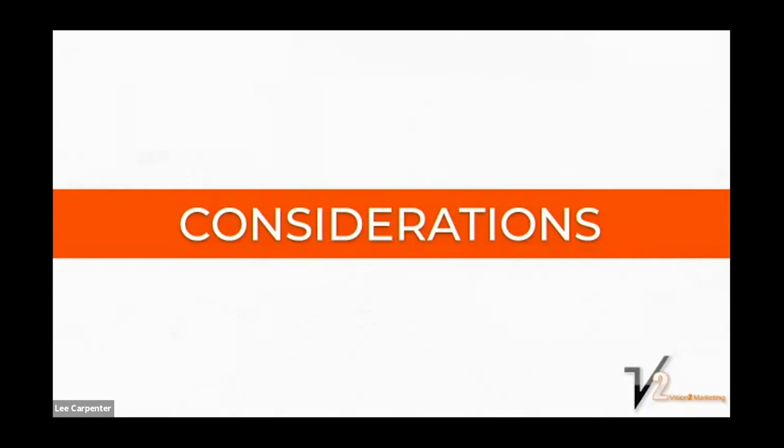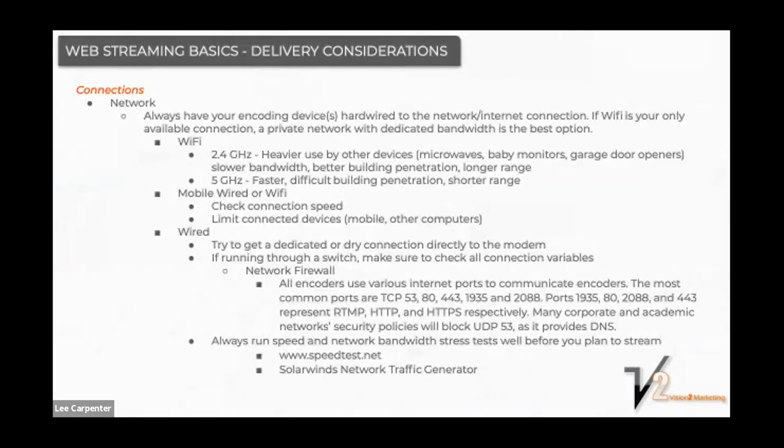Considerations. So this is just a list of a few different things that are kind of my, make sure you do these, look over these, will save you a lot of trouble. And this is just my fallback list that I give out kind of to everybody. So, on the network side, always have your encoding devices hardwired to the network or internet connection. If Wi-Fi is your only connection, see if you have the ability to set up a private network with dedicated bandwidth.